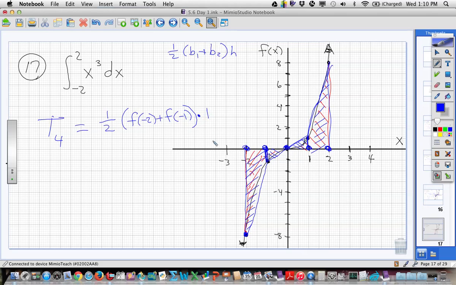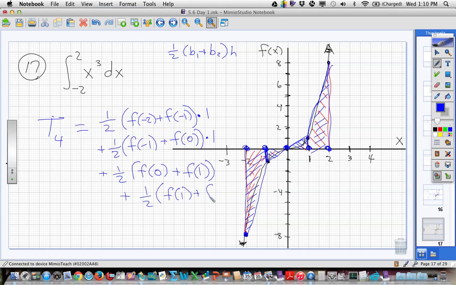And then what's my delta x, my height? That's 1 again, right? So that's one trapezoid, plus 1/2, and then you can see the pattern probably, F of, we use -1 twice, don't we? -1 is the right edge of this trapezoid, and it's the left edge of that trapezoid. We'll use them all twice except the ones on the ends. That's something that we'll come back to and will be useful for us later on. Okay, so we got that. Next trapezoid would be 1/2 F of 0 plus F of 1, and then plus 1/2 F of 1 plus F of 2.